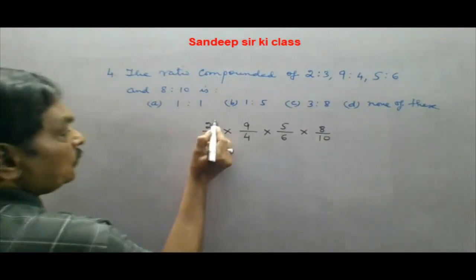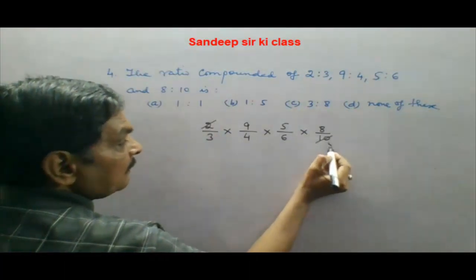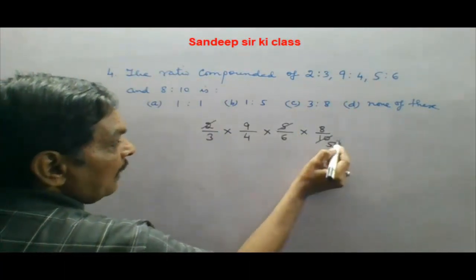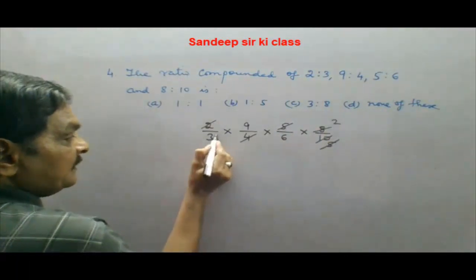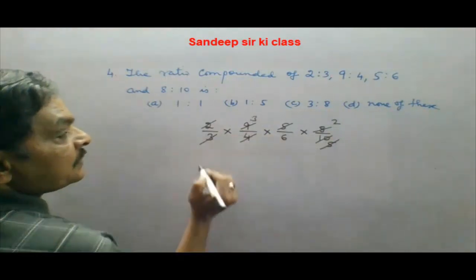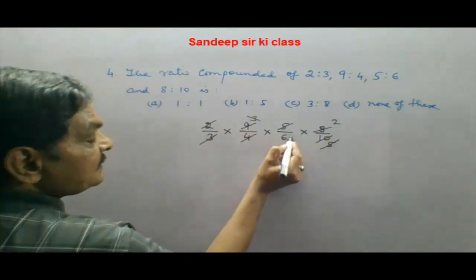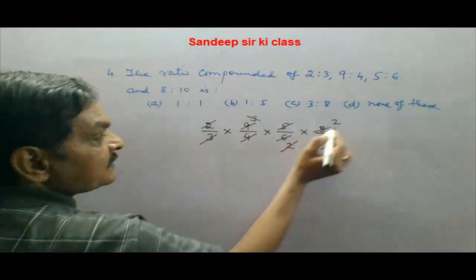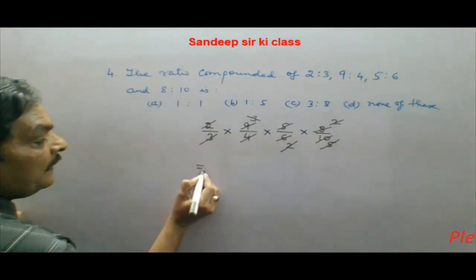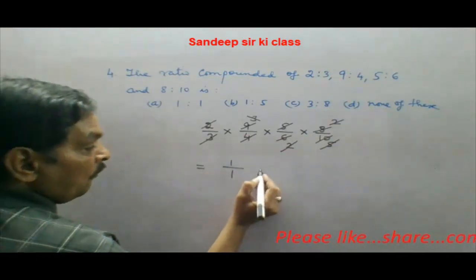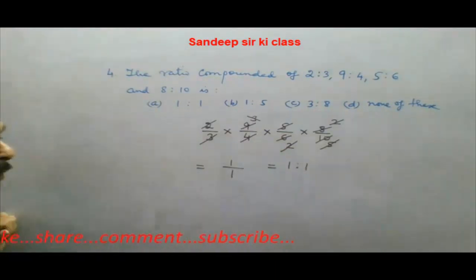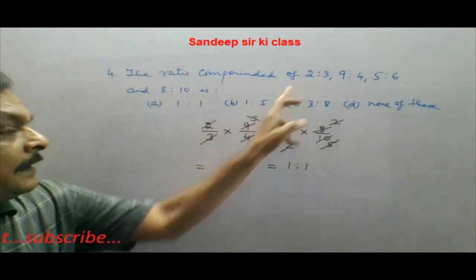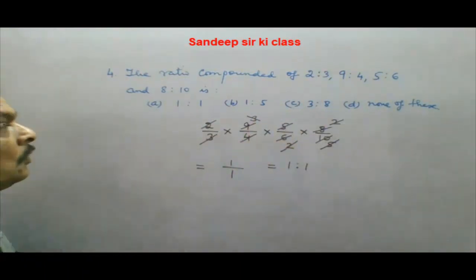Now cancel: 2 cancels 10 5 times. 5 and 5 are cancelled. 4 cancels 8 2 times. 3 cancels 9 3 times. Now 3 cancels 6 2 times, and 2 cancels this 2. Therefore, we are left with 1 upon 1, that is, the ratio is 1 is to 1. So the compound ratio of the given is 1 is to 1. Therefore, our option A is correct.